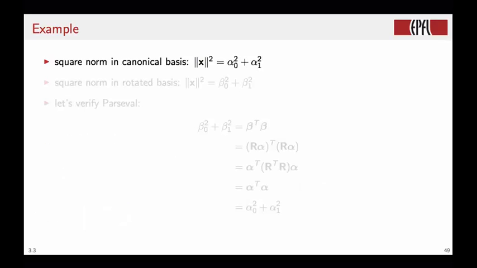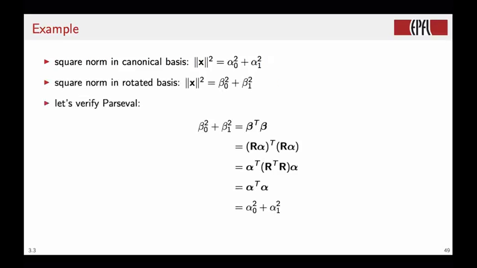Okay, so let's look at norm conservation. The square norm in the canonical basis is just as we announced, so x squared is equal to alpha 0 squared plus alpha 1 squared. The square norm in the rotated basis is the same, but with respect to beta. So we are going to show that these two things are the same, or verify Parseval's formula. Well, one way to write beta 0 squared plus beta 1 squared is to say it's the vector beta transpose times beta. I'm making myself absolutely clear: it's a scalar product of the vector beta with itself.